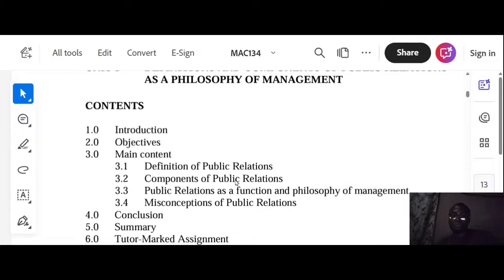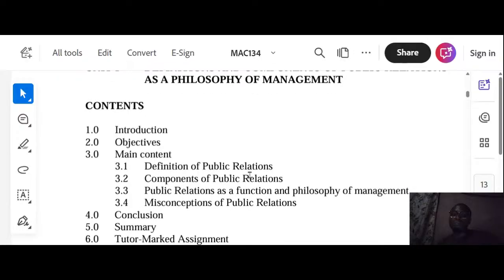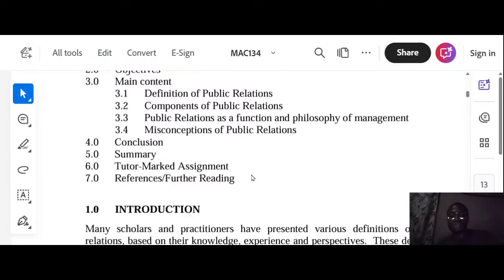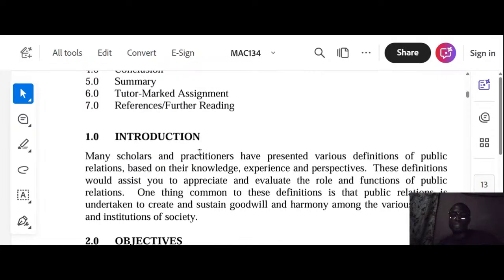So, Unit 1 of Module 1, we will talk about definitions of public relation, the components of public relation, and then philosophy of management. The main content in this unit will be rationed into the definition, the component, and then, of course, the philosophy and then misconceptions of public relations. What people think public relations are, but they are not. Those are the misconceptions. So we'll talk about it.